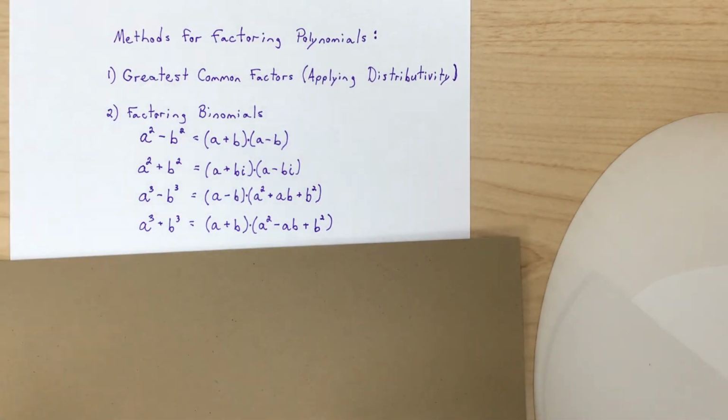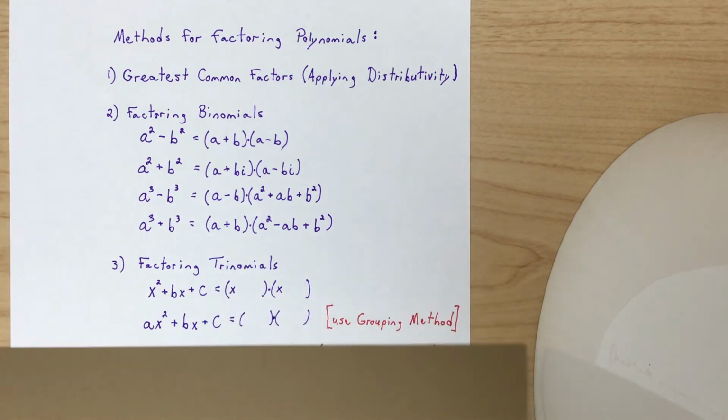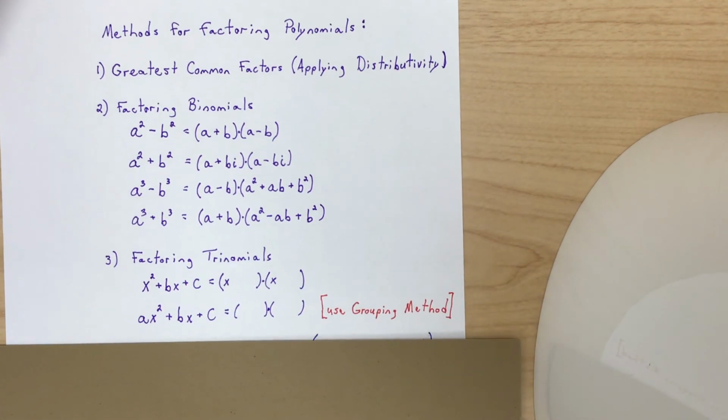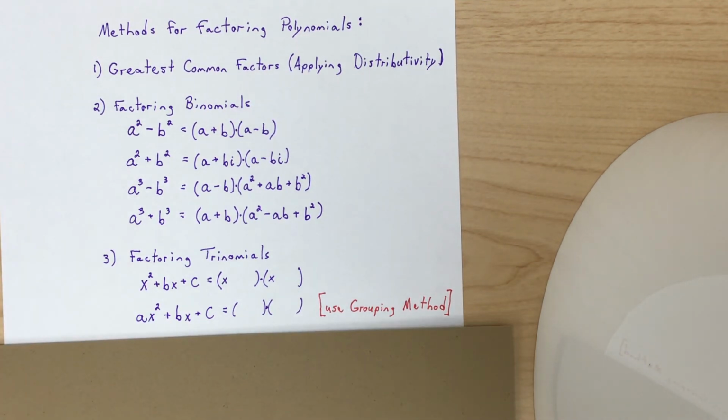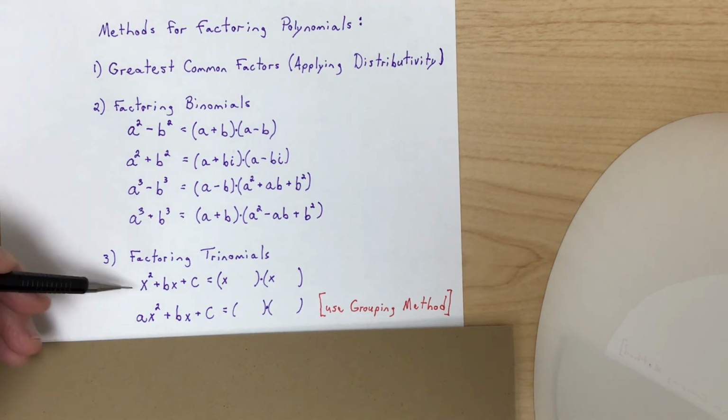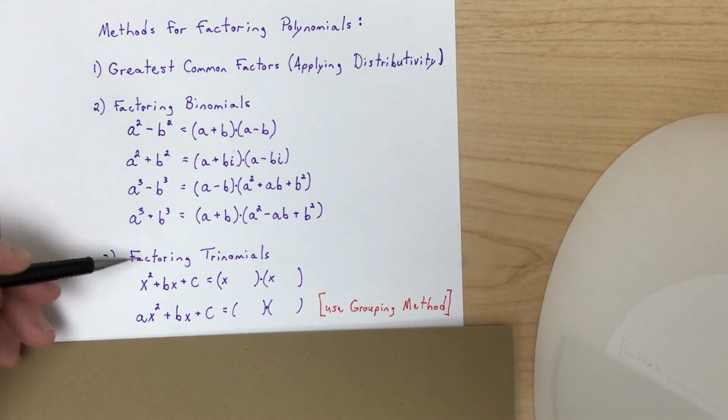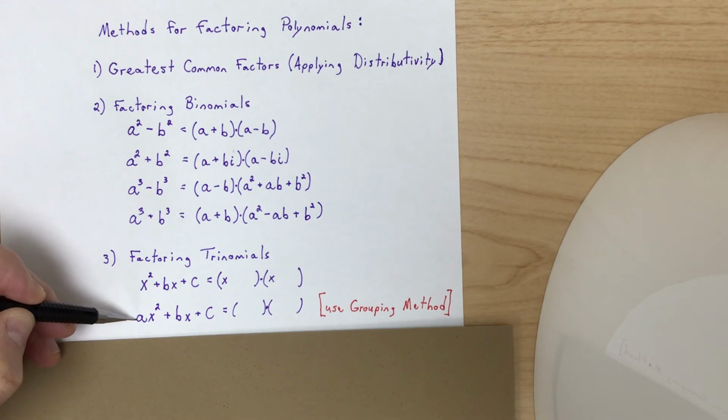Move my screen up here a little bit. Now, the next one is trinomials. Trinomials are three-term expressions. Again, you're going to run across two different types. The difference between these two types is that the first term has a coefficient other than 1. The second one here, we're going to be using what is called the grouping method. I'll show some examples of that.